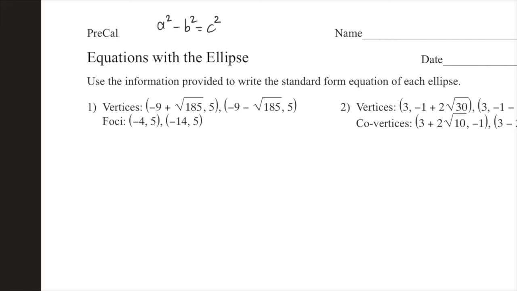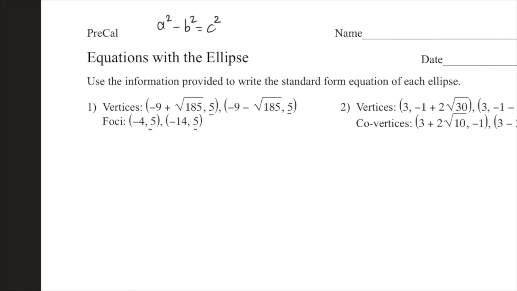And in this case, we're going to be starting out with our vertices. I want to call your attention to looking at what you're given. In a lot of cases, vertices and foci are going to share a few things. Number one, they share one coordinate. In this case, the vertices and the foci share the y coordinate, which means they exist on the same y value, right?